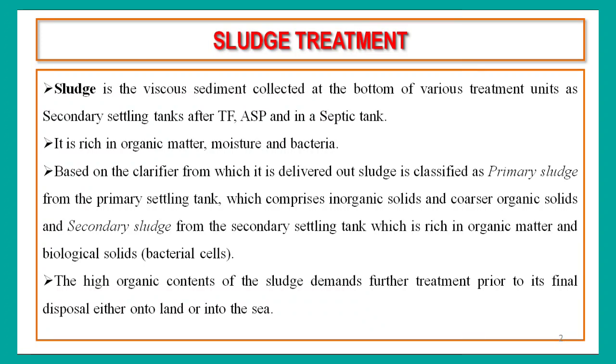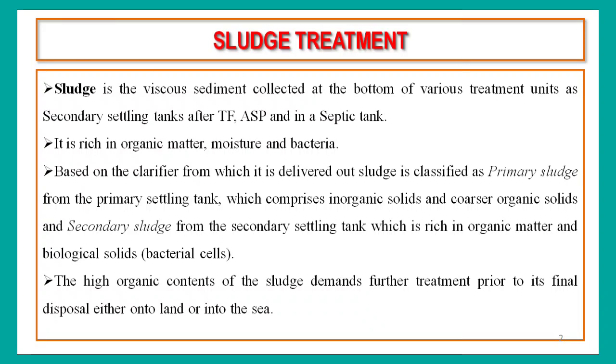and based on the clarifier from which it is delivered out, the sludge is classified into primary sludges and secondary sludges. Primary sludge means sludge derived from the primary settling tank, and this primary sludge comprises inorganic solids, coarser organic solids, and secondary sludge is derived from the secondary settling tank, and which is rich in organic matter and biological solids like bacterial cells.